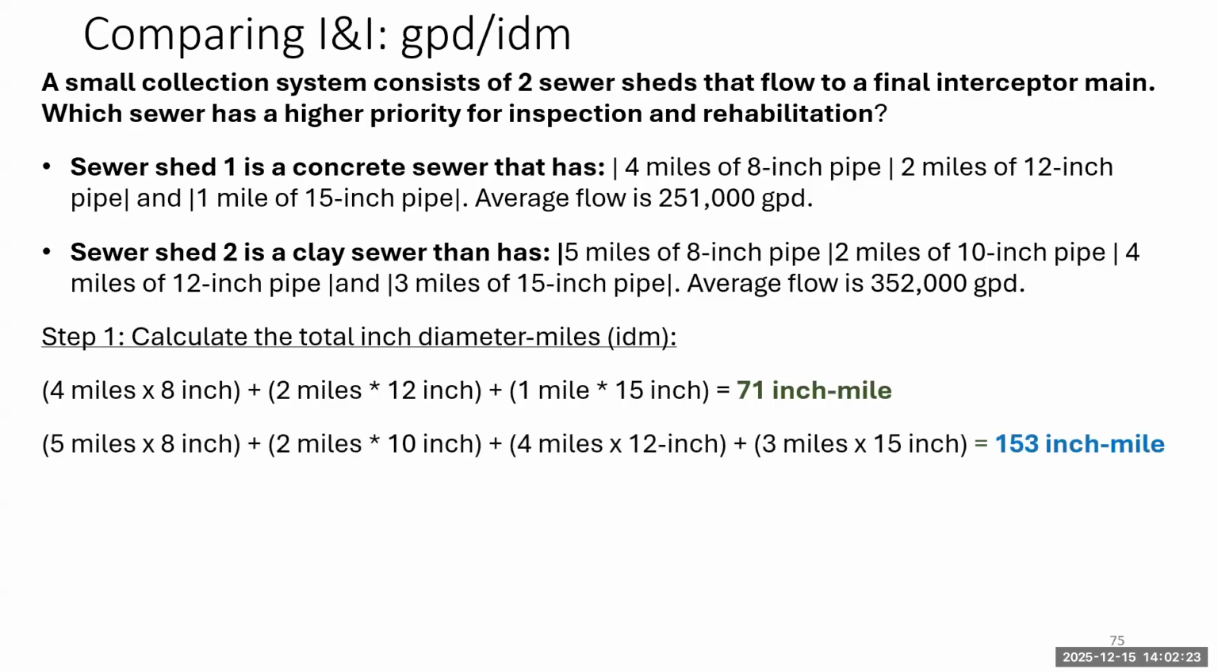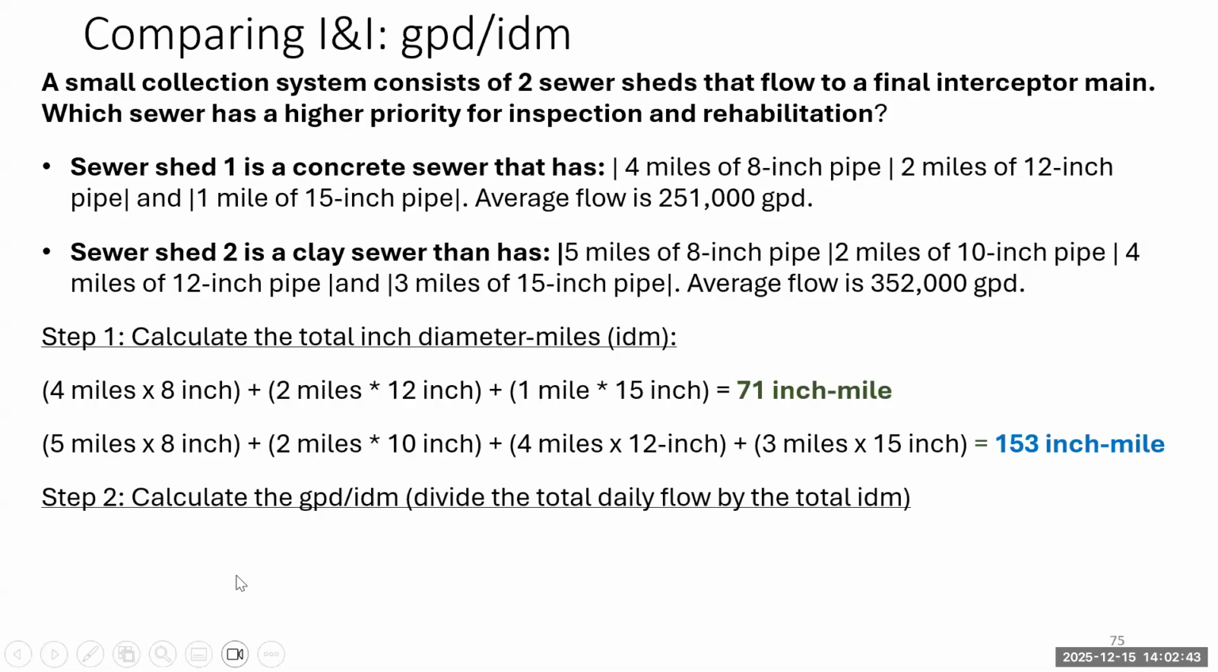And sewer shed 2, it's the same process, 5 miles of 8-inch, 2 miles of 10-inch, 4 miles of 12-inch, and 3 miles of 15-inch. We get 153-inch miles. So you see, we can compare these two even if they're of different sizes.